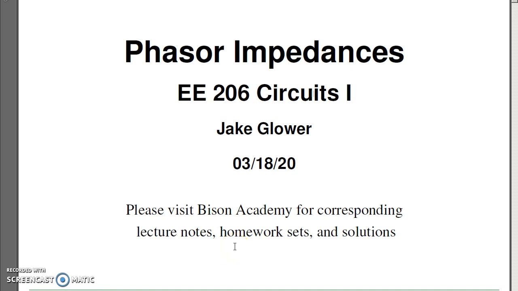Next topic is phasor impedances. At DC, we have V equals IR. The resistor is the impedance of the circuit. At AC, I have inductors, capacitors, and resistors. Each of those is represented by a complex number. The complex number represents the relationship between current and voltage. Those are called the phasor impedances.